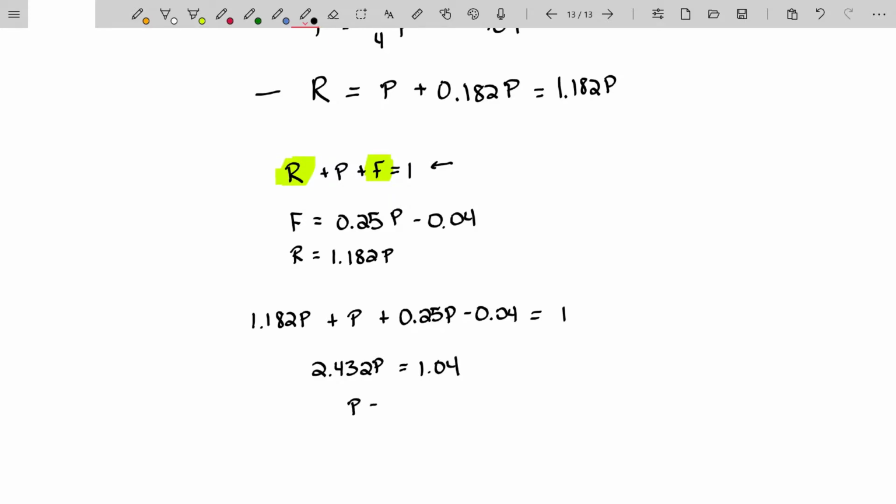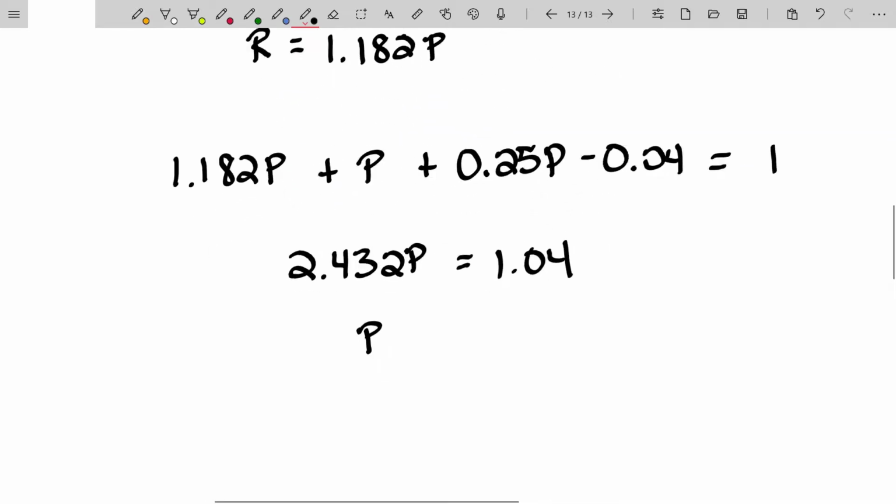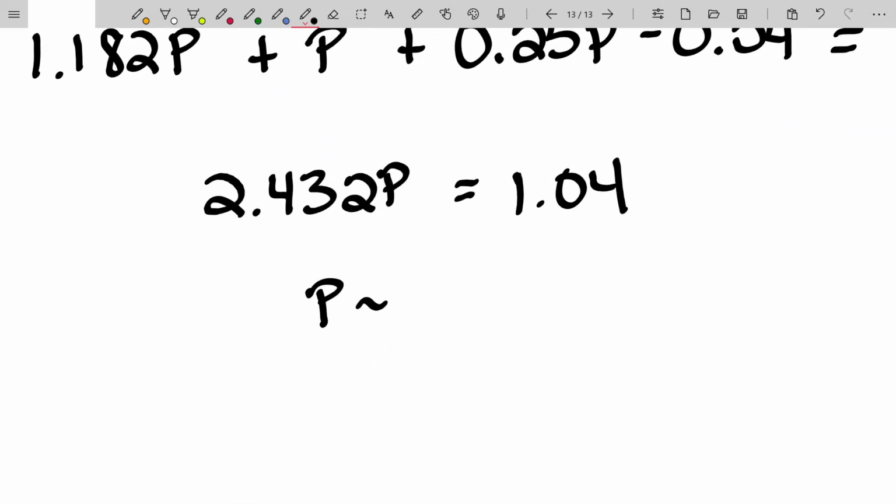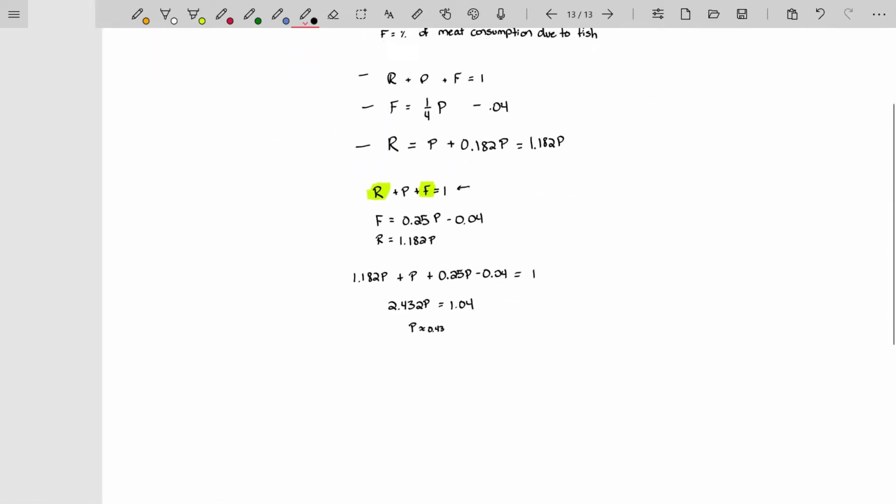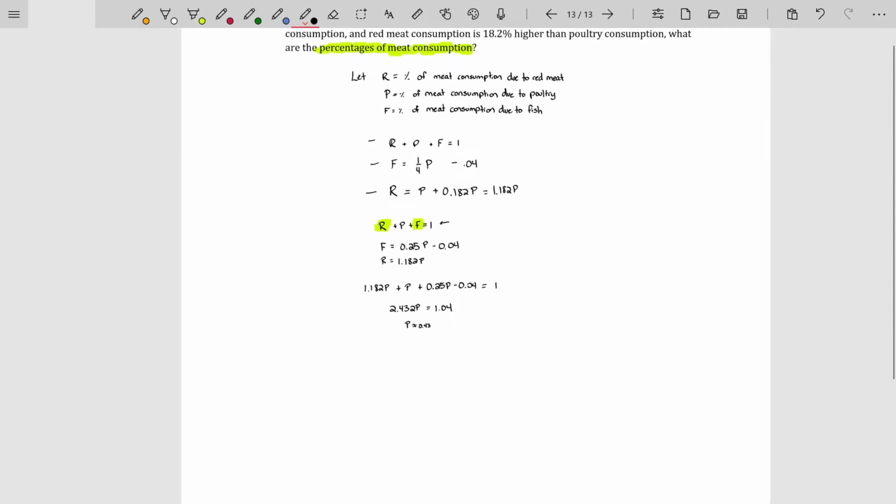Divide both sides by that coefficient, and we get the following. 1.04 divided by that coefficient is approximately, not exactly, but approximately, let me zoom in here, approximately 0.43. That's rounded to 2 decimal places. So basically 43% of meat consumption in the United States is through poultry.